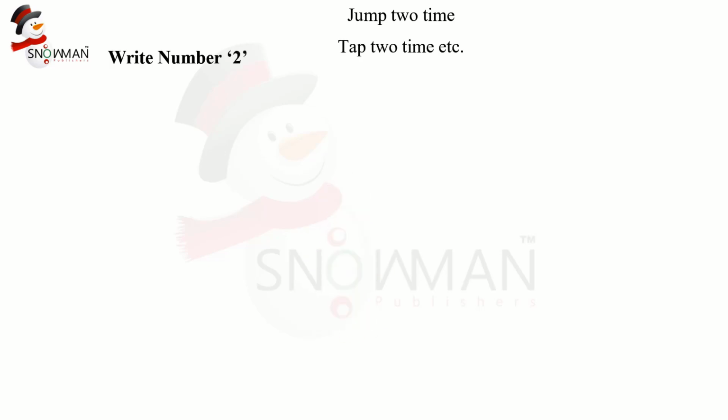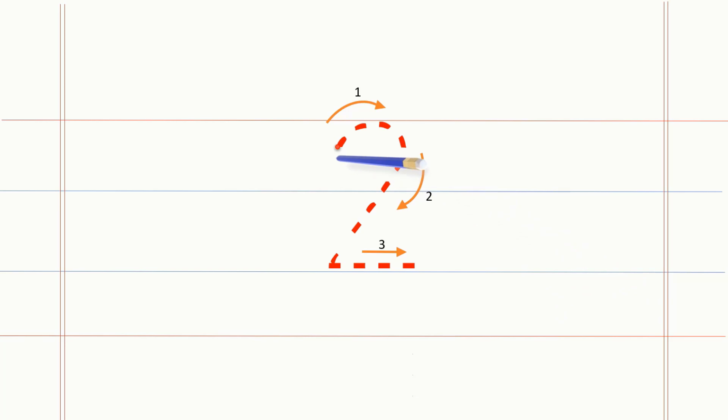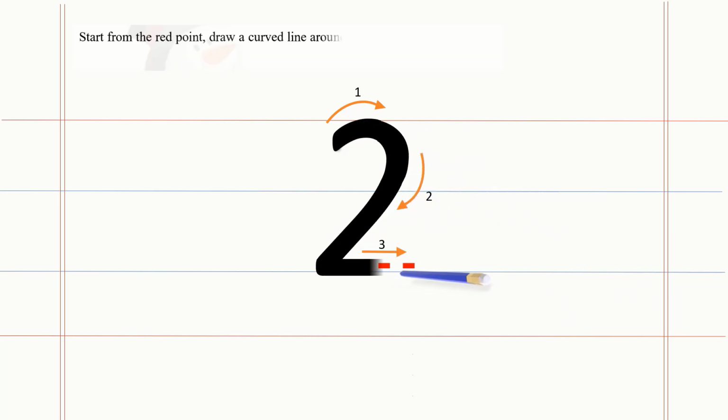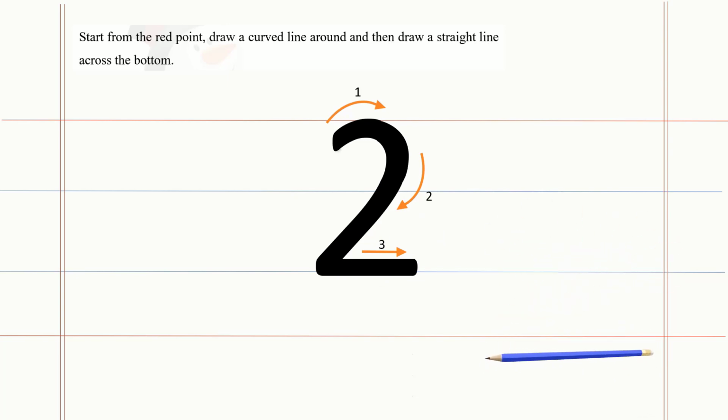Write number 2 on the board and give instructions. Start from the red point, draw a curved line around, and then draw a straight line across the bottom.